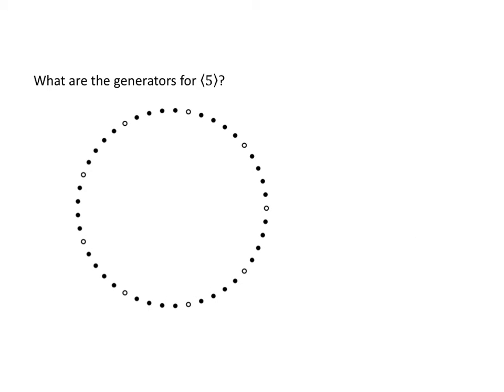Okay, now we ask the question, what are the generators for the cyclic subgroup generated by 5? So once again, I've put the multiples of 5 on here. Certainly 5 will generate the cyclic subgroup generated by 5. That's a given. Now what I want to propose here is that let's not think about these as 0, 5, 10, 15, 20, 25, 30, and so on.